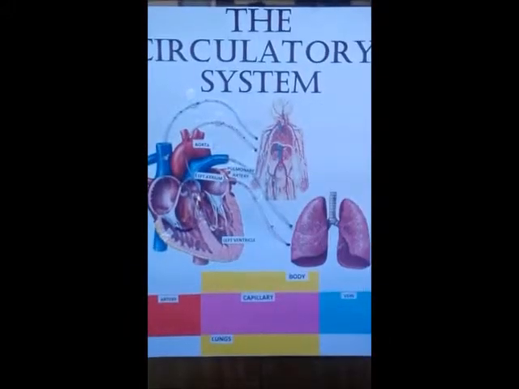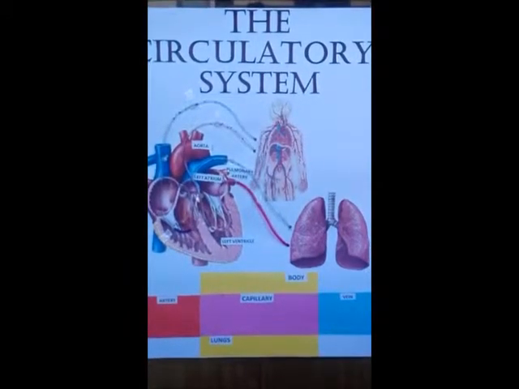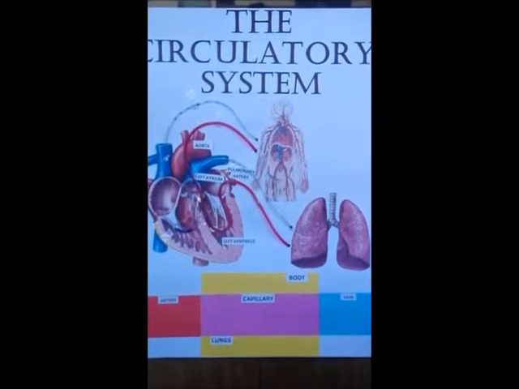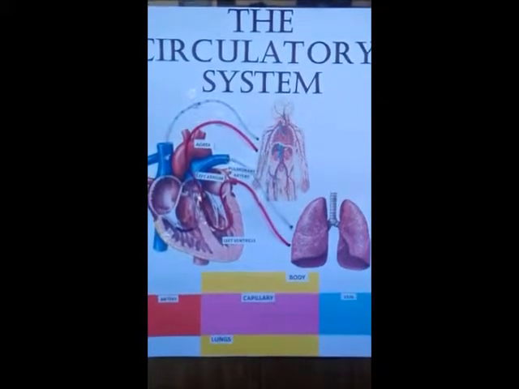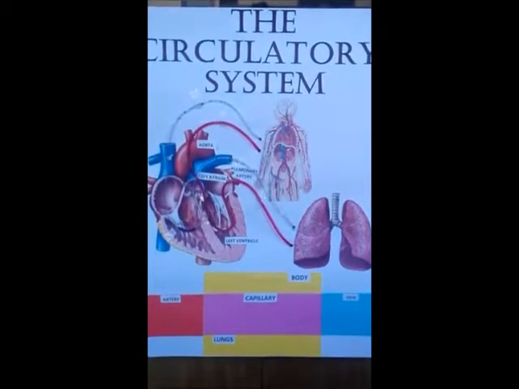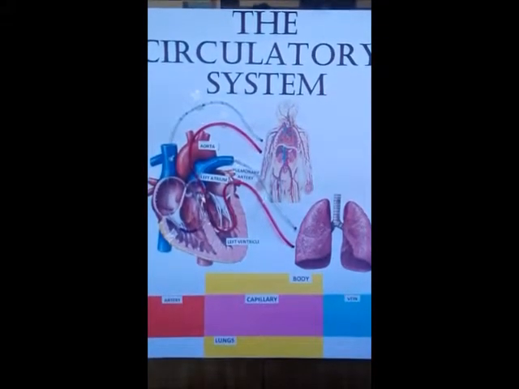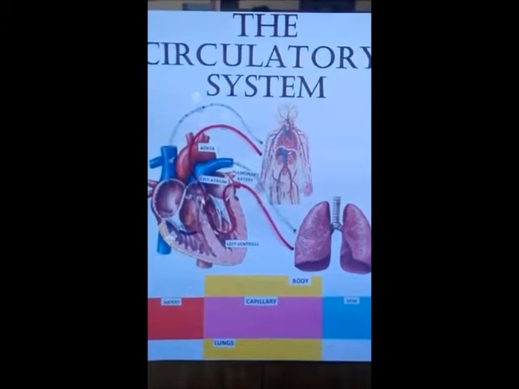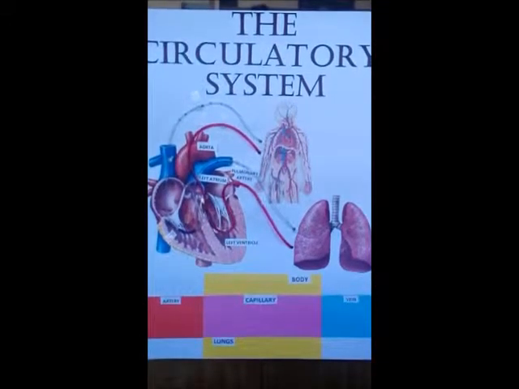Oxygenated blood comes from the lungs through the pulmonary veins into the left atrium of the heart. The left atrium then pumps blood into the left ventricle. The left ventricle then has the job of pumping oxygenated blood to the rest of the body. This is a big job, which is why the left ventricle wall is much larger than the right ventricle wall. It pumps the oxygenated blood out through the aorta.